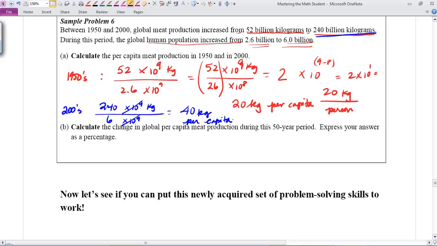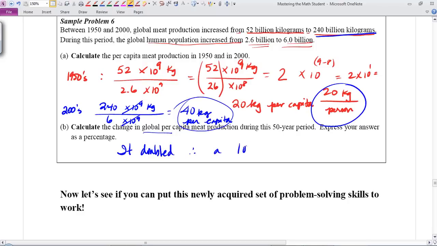Then they want us to calculate the global change in the global per capita meat production during this 50-year period, and express your answer as a percentage. Well, 20 kilograms per person to 40 kilograms per person, I don't need a calculation. That's just a simple doubling, so that's a 100% increase. So no calculations necessary here. It was a 100% increase. It doubled, therefore a 100% increase.